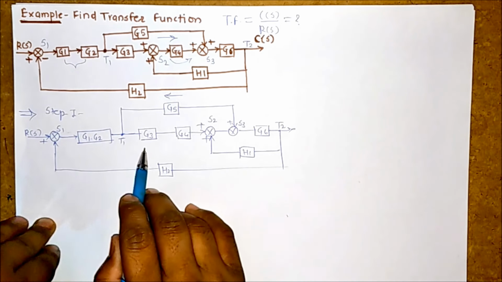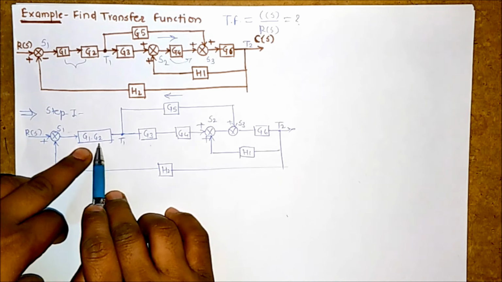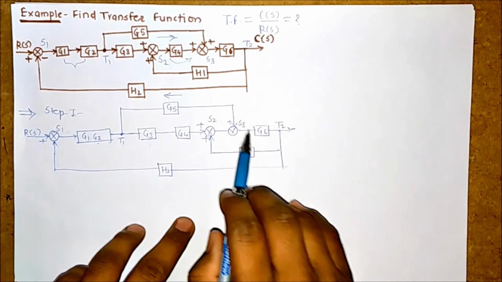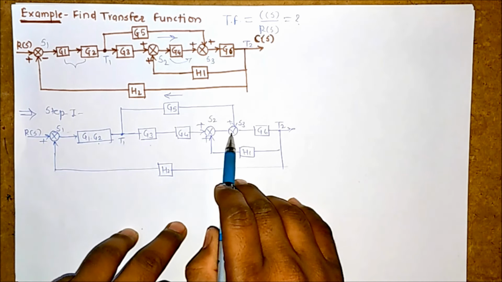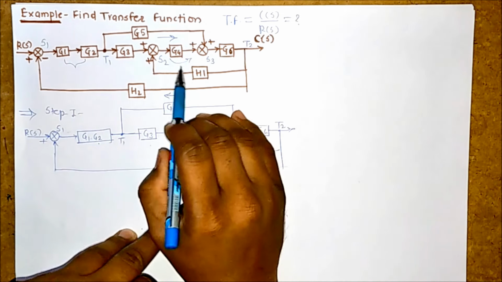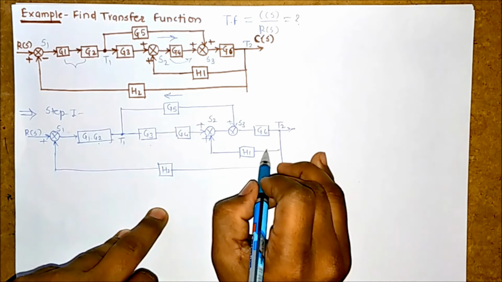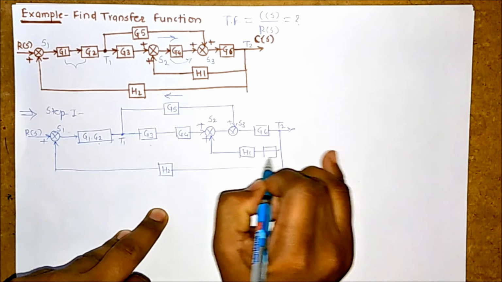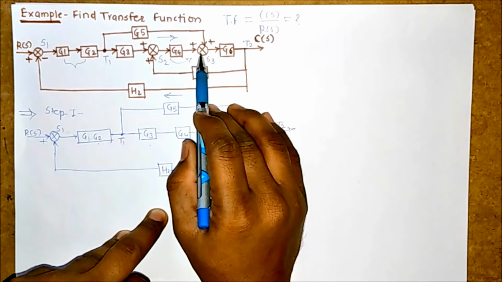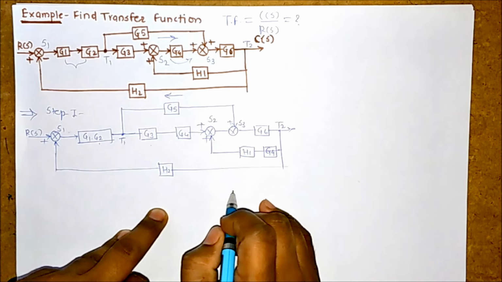Now see, you get the block diagram like this after applying the series rule and by shifting the summing point to the right hand side. Means when you are shifting the summing point to the right hand side, you have to add the gain of the block across which you are shifting the summing point. Means here you have to add the gain of the block across which you have shifted, that is G4. Here I am multiplying it by G4.